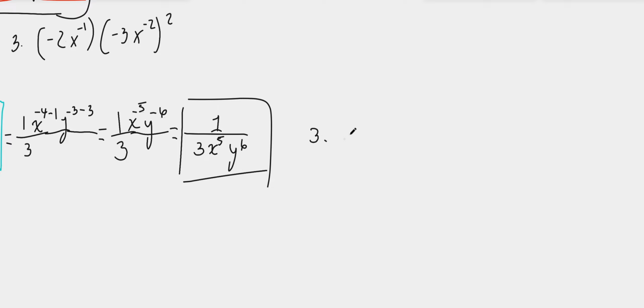Okay, let me do number 3. Let me just rewrite it. This is negative 2 x to the power of negative 1, then negative 3 x to the power of negative 2, then squared. Now this one is a little bit tricky, and I'm going to show you why. So let's start with the first one.